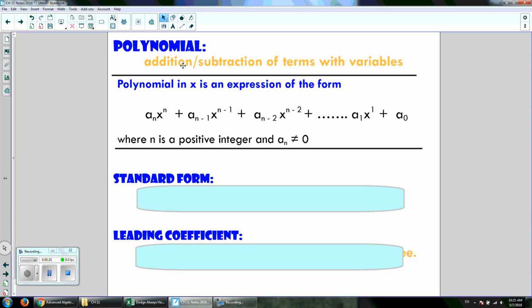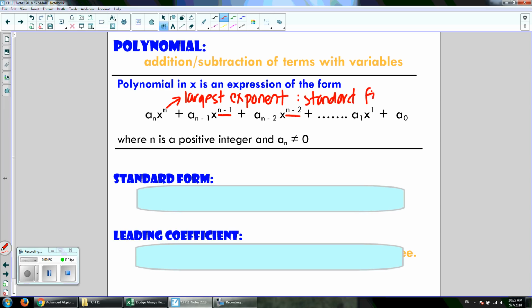So you can see the expression I have below it, a sub n, x to the n, plus a sub n minus 1, x to the n minus 1, etc. So it's basically adding or subtracting a lot of different terms. What you want to notice here is that this is the largest exponent, because then n minus 1, n minus 2 gets all the way smaller until there is no x at the end. When it is written in descending order like it is shown here, that is known as standard form.